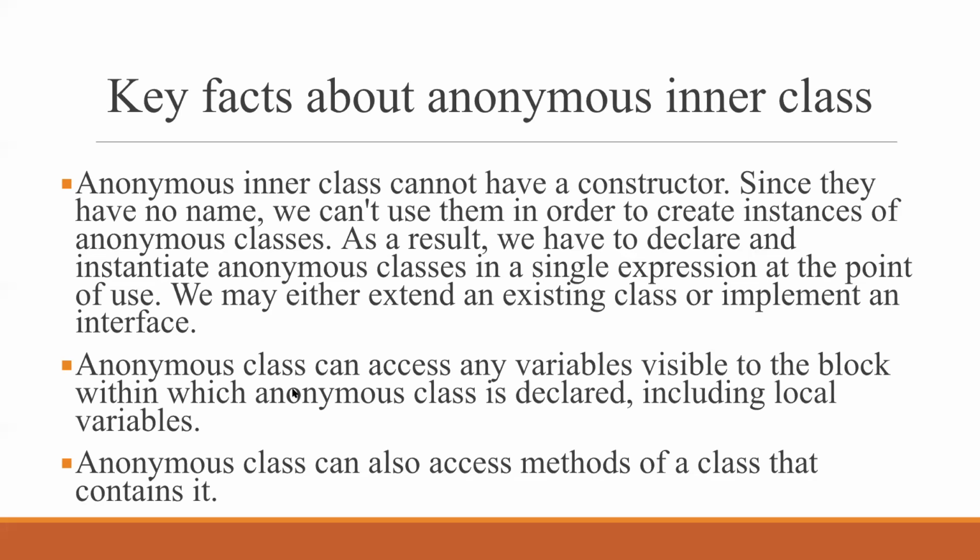Here they are telling us again that we may extend an existing class, which must be an abstract class, or implement an interface. An anonymous class can access any variables visible to the block within which it is declared, including local variables. Within, you see, within. An anonymous class can also access methods of the class that contains it, that is, the outer class.